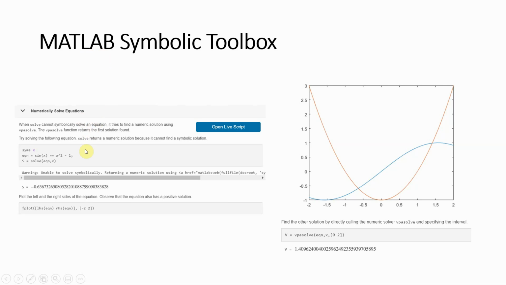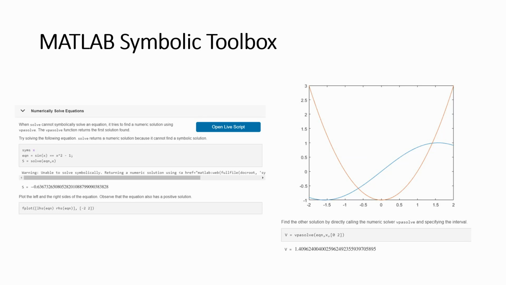There is a symbolic toolbox in MATLAB that is very helpful for doing calculations, integrations, and differentiations. So it's a very good toolbox. I am not sure if you have installed it in your MATLAB. If you haven't, make sure you run the installation file, the exe installation file, and then select the symbolic toolbox.